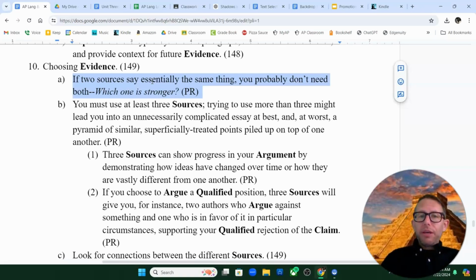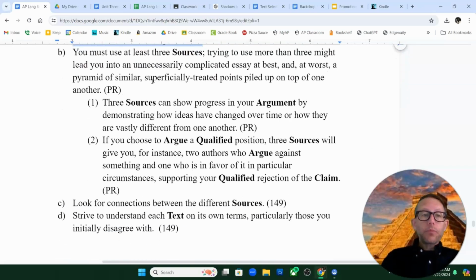Okay, so if 2 sources are saying essentially the same thing, you're going to probably want to just pick one of them as opposed to both of them. And it comes down to, okay, which one is stronger, all right?